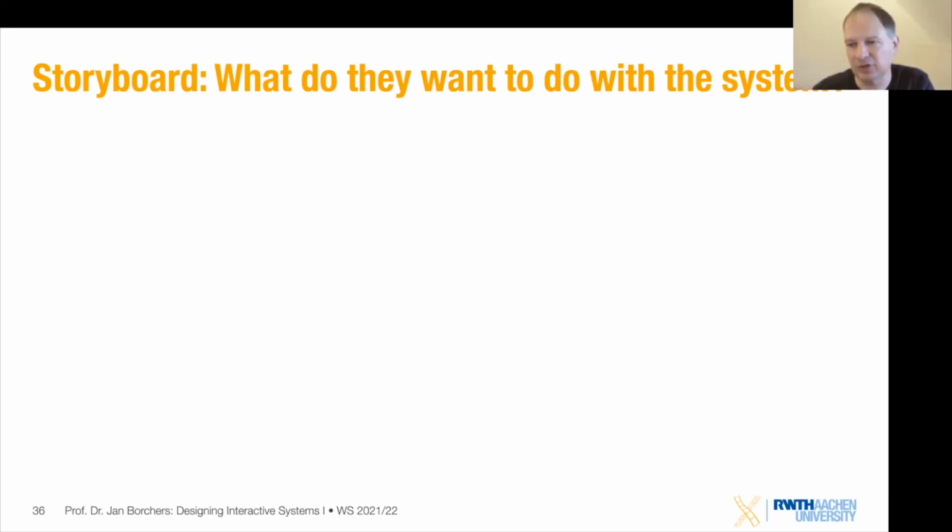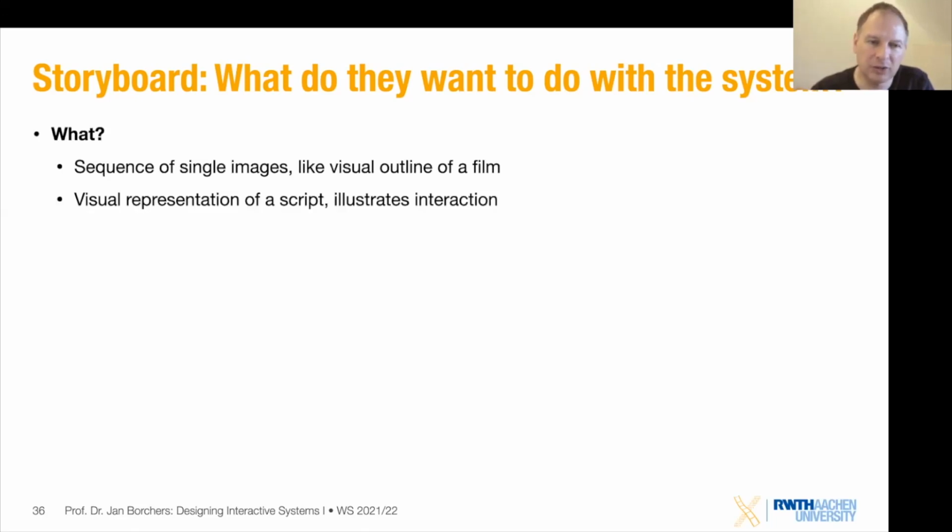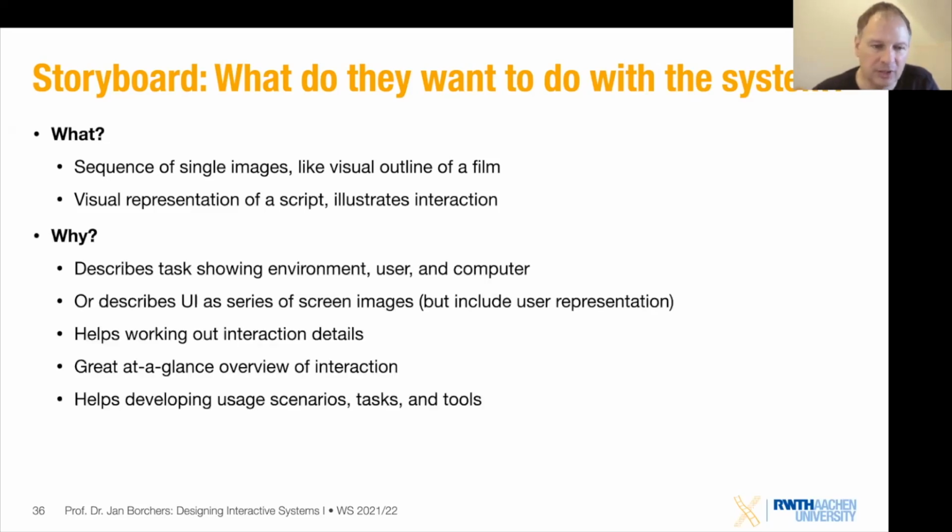So a storyboard captures a couple things. It captures what people are doing with the system in a sequence of single images. It's like a visual outline of a film or a comic, really. It visually represents a script and illustrates the interaction that we are imagining. Now, why do we do this? We want to visually describe the task, showing the environment and the user and the computer. Or maybe we want to show a user interface in detail as a series of rough sketches of the screen, but we want to include the hand or the finger of the user or the mouse pointer where the user is clicking or touching, etc.